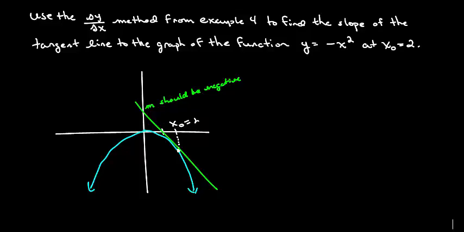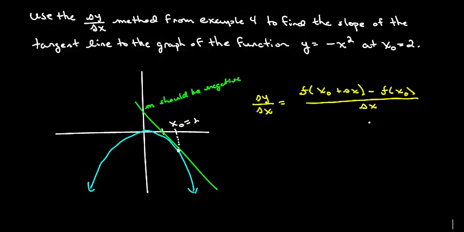So we need to use this definition for finding this rate of change. The definition they give us is that delta y over delta x for the tangent line is given by the function evaluated at this point plus a little bit, minus the function evaluated at that point, over delta x. So what does this even mean? Why are they doing this?